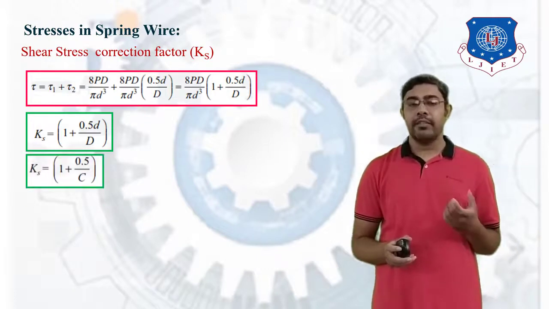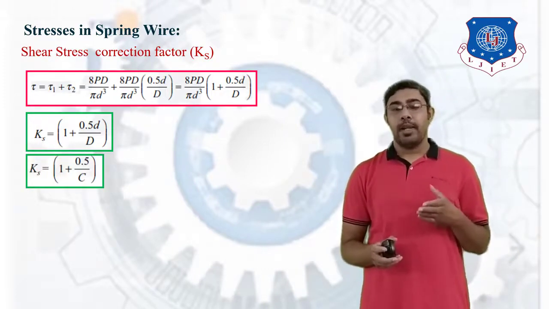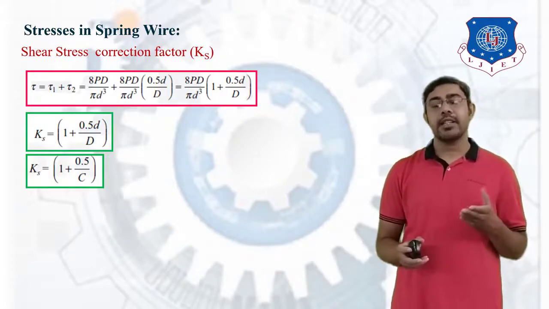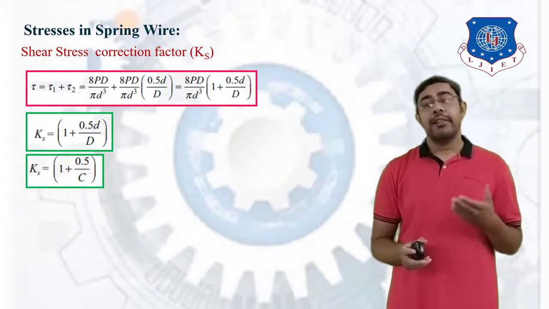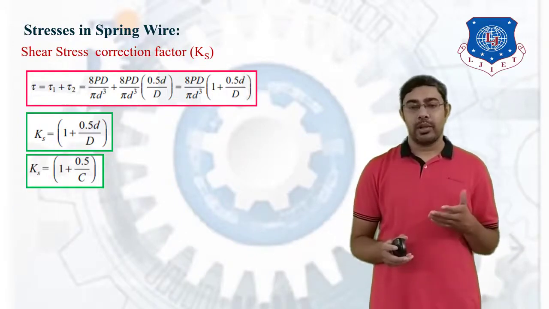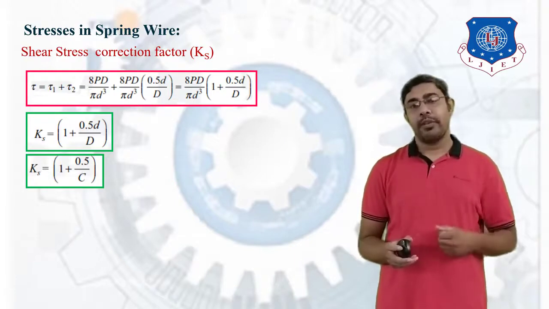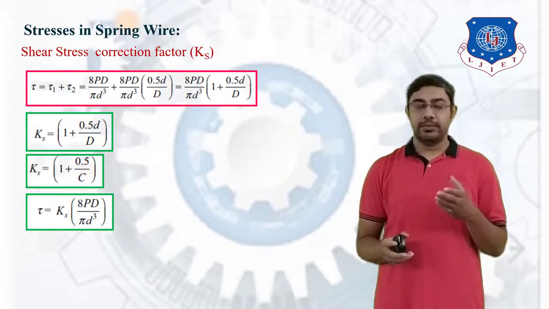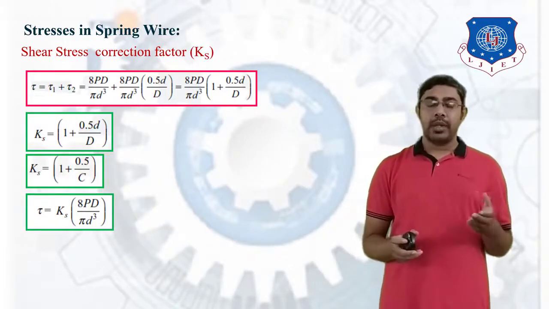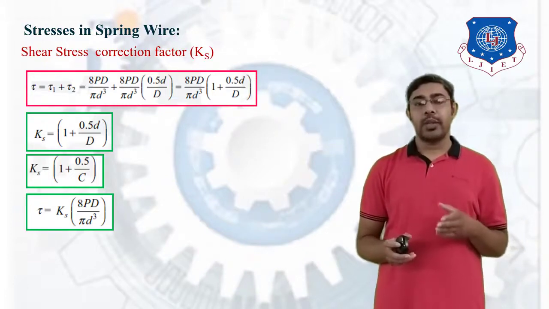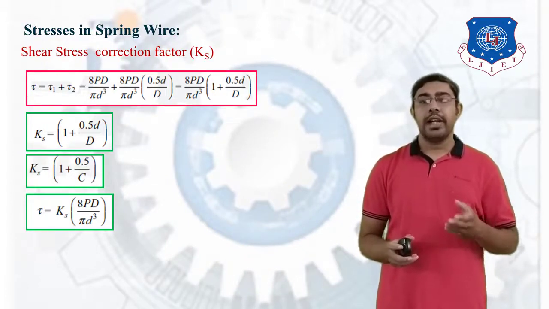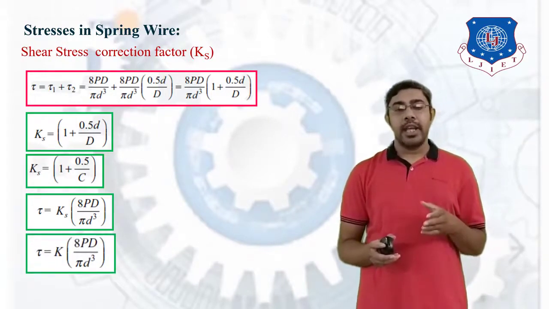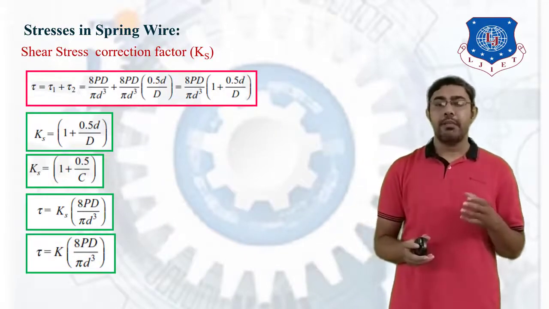So we can write Ks is equal to 1 plus 0.5 divided by C in terms of spring index. Here C is the spring index, and the value of C we know is capital D by small d. So Ks becomes 1 plus 0.5 divided by C. If we place the value of Ks, tau is equal to Ks into 8PD divided by pi d cubed. So tau becomes K into 8PD divided by pi d cubed.